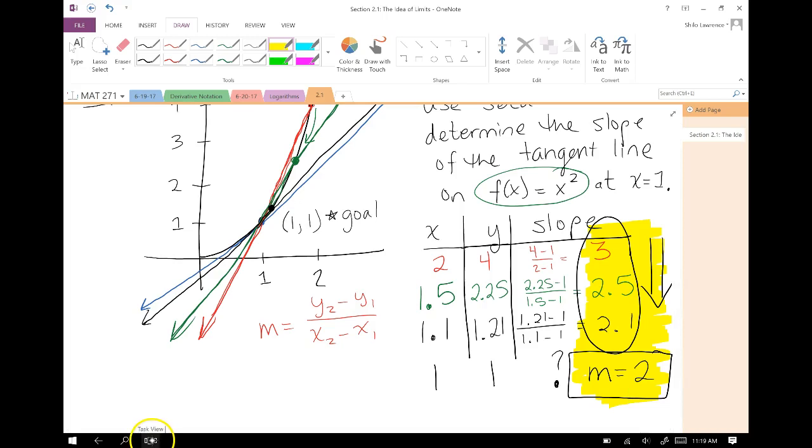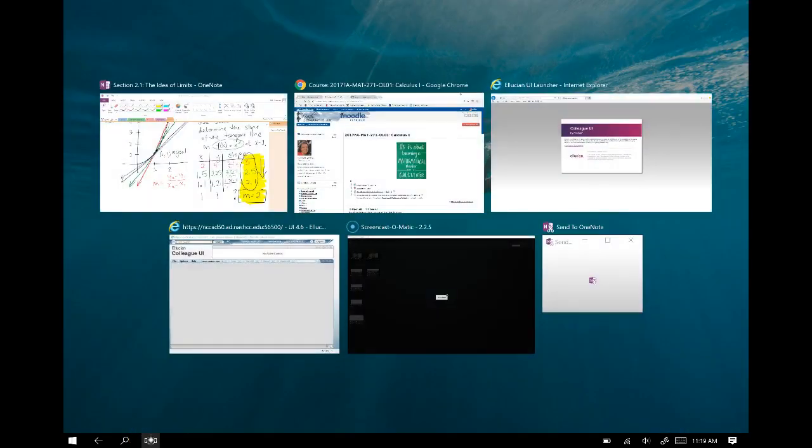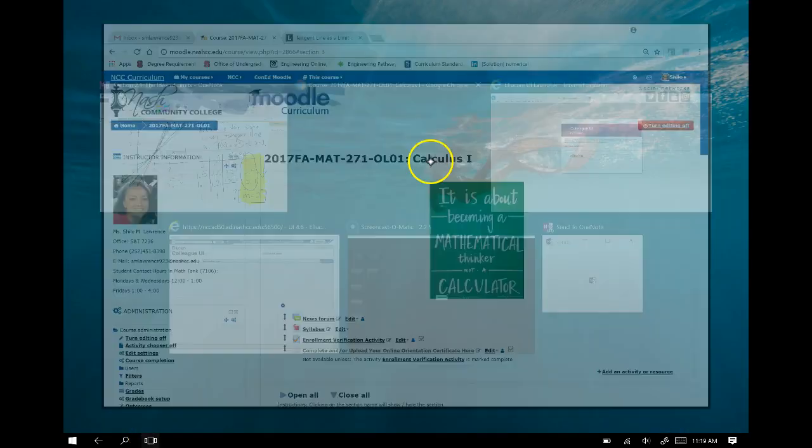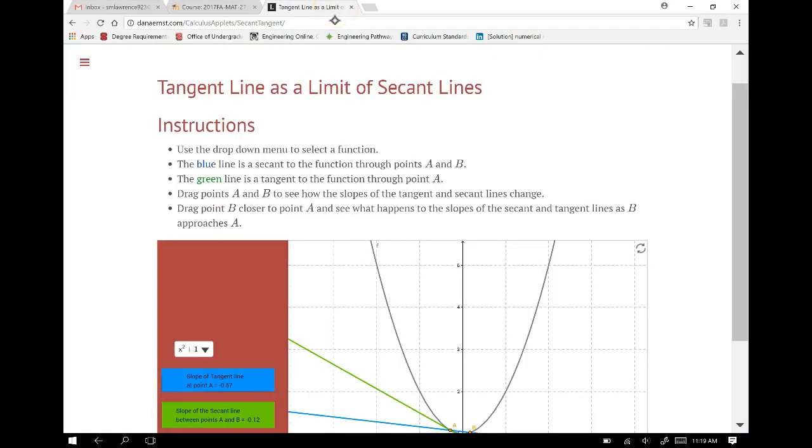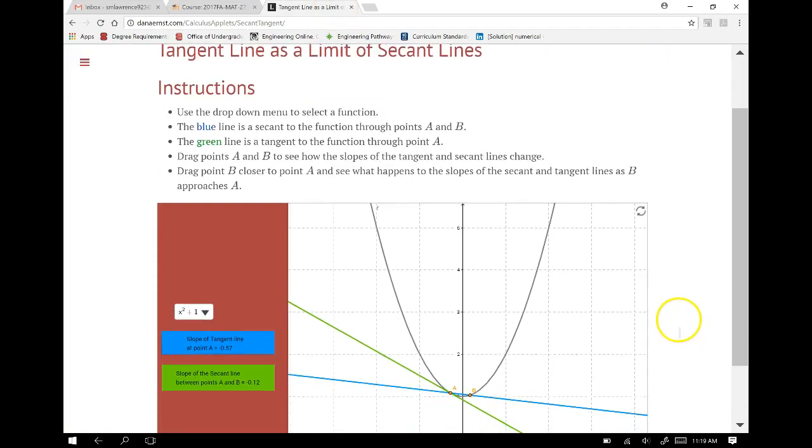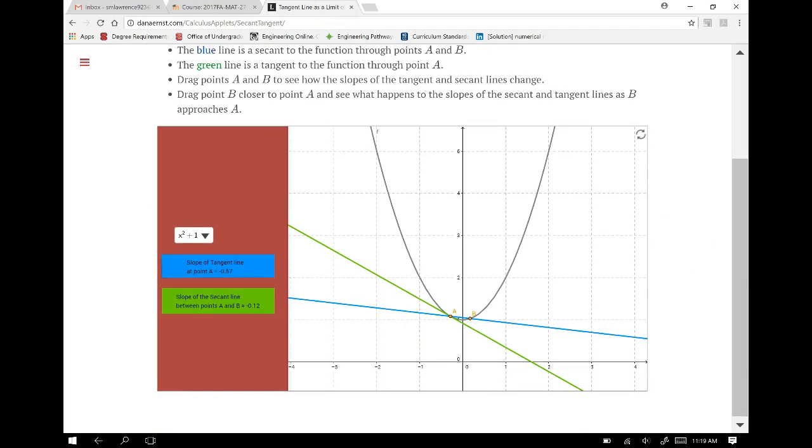So I've got a neat little graph I want to show you. And I have posted the link for this on our Moodle page. And I think I put it under resources. This is the graph of x squared plus 1. And this just kind of shows you how we can move a secant line to make it match up with a tangent line.